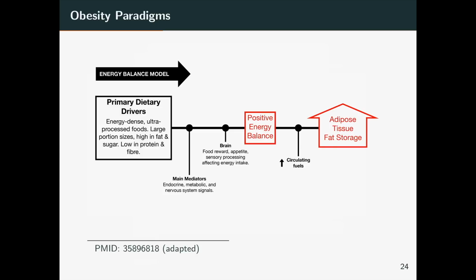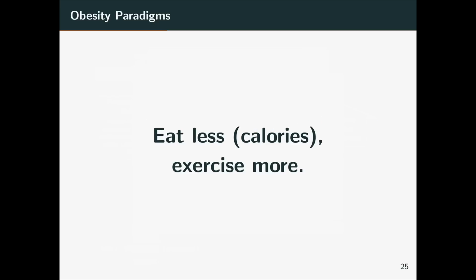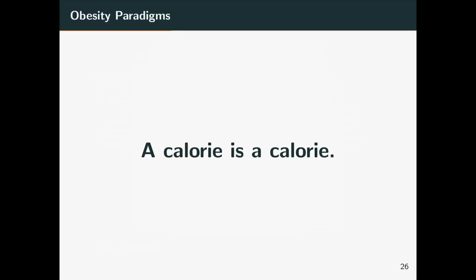So let's start with the energy balance model. This is the dominant paradigm behind dietary advice given to children. And what it says is that obesity arises because we eat too many calories, and that puts us into positive energy balance, and so we shunt that excess energy into fat cells. And that's how we get fat. So this is a paradigm that says eat less and exercise more. And it's eat fewer calories because a calorie is a calorie.